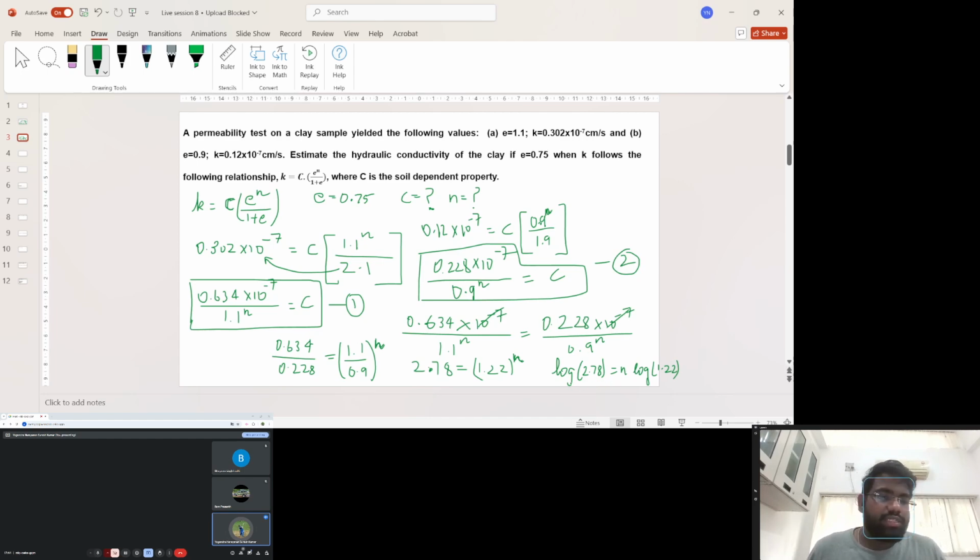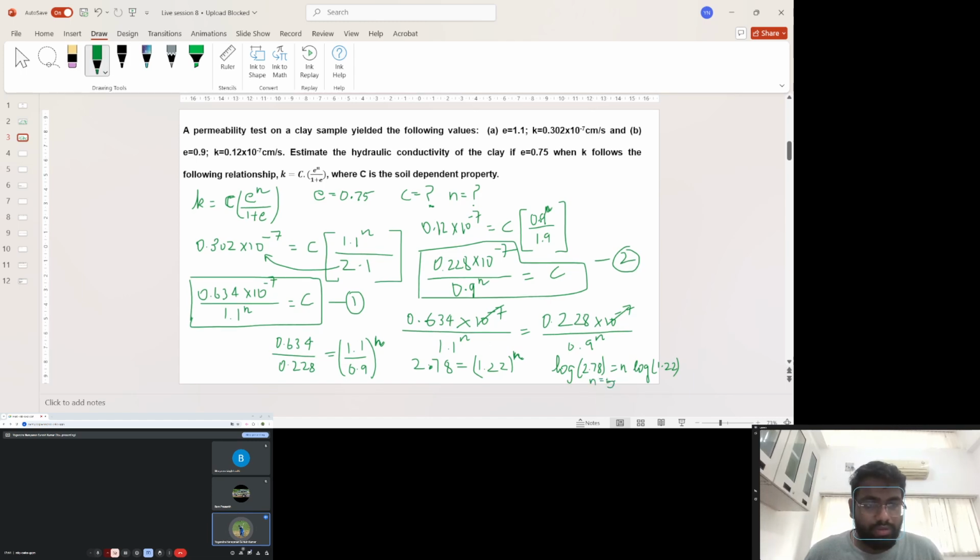So applying log on both sides, log 2.78 equals n into log of 1.22. So you can solve this logarithmic expression. n equals log 2.78 divided by log 1.22. So n comes to around 5.14.